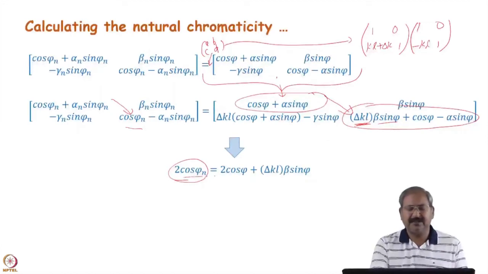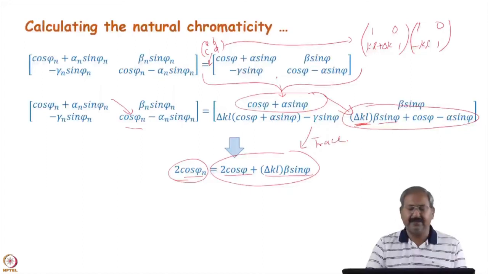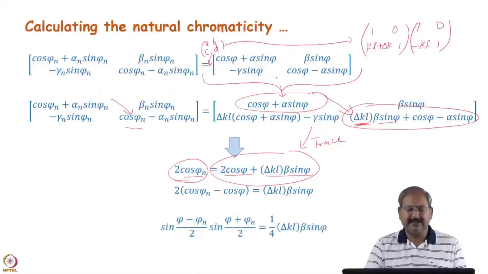So 2 cos phi n will be 2 cos phi plus delta kl beta sin phi. This is the trace of this matrix. This can be written down as 2 cos phi n minus cos phi, it will be delta kl beta sin phi. And this cos C minus cos D formula is applied here. It will give sin of (phi n minus phi) upon 2 times sin of (phi plus phi n) upon 2 is equal to 1 by 4 delta kl beta sin phi.